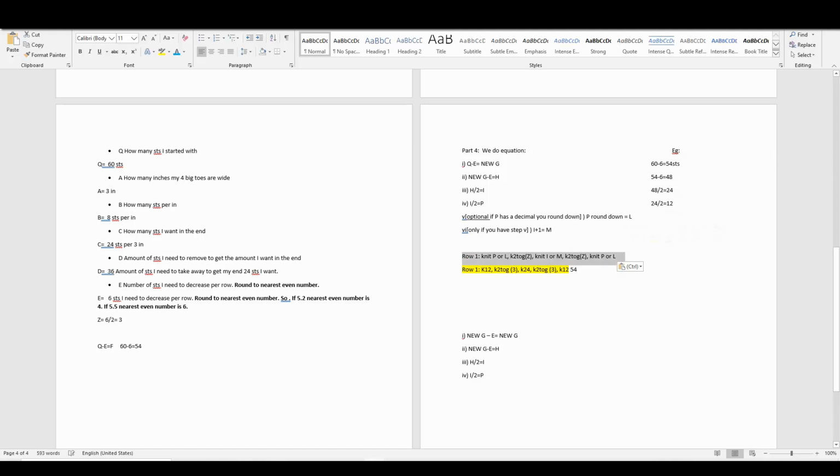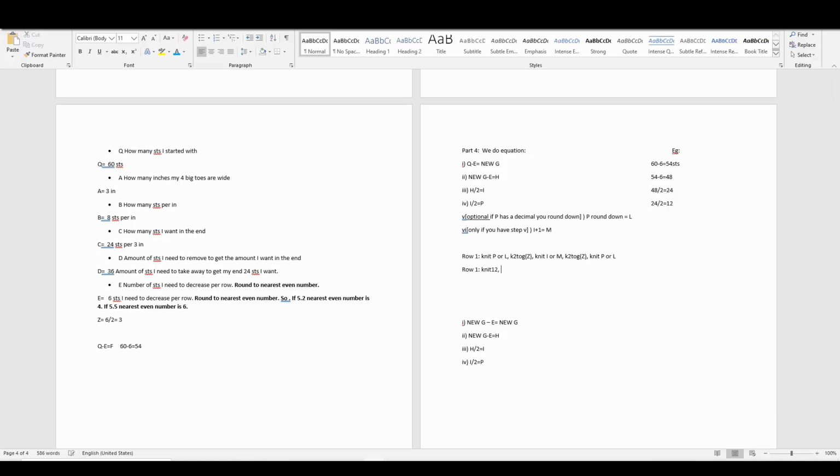So our equation for row 1 is this. Knit P or L. So let's do it. So row 1, we're going to knit P or L. That means if you have L, use L. If you don't have L, use P. That's what it means. So because we don't have L, we're going to use P, which is 12.